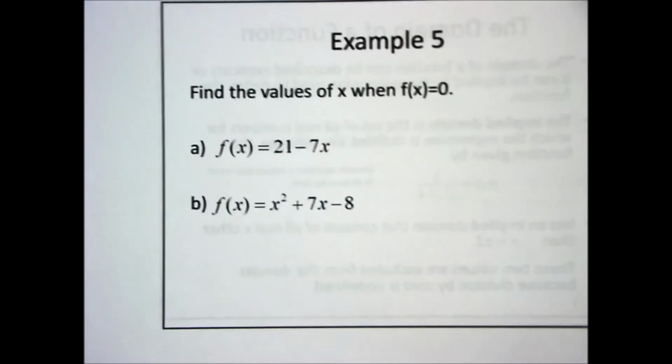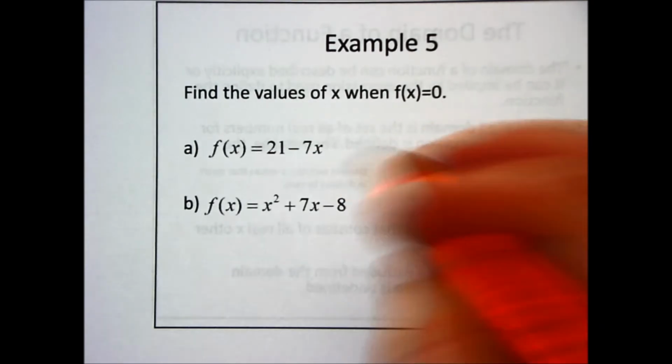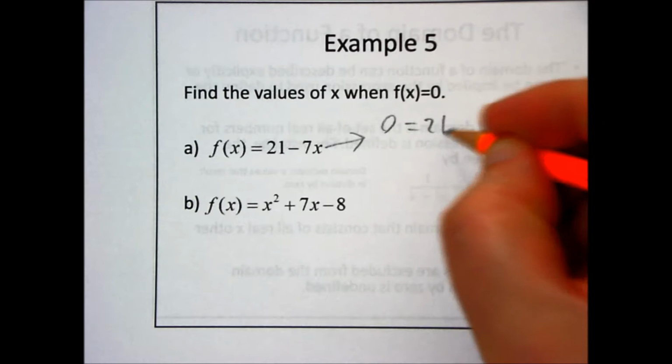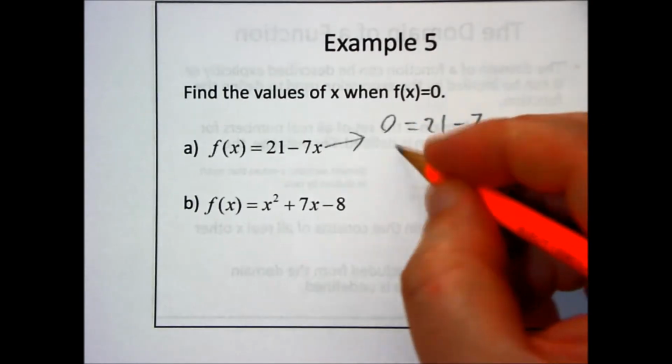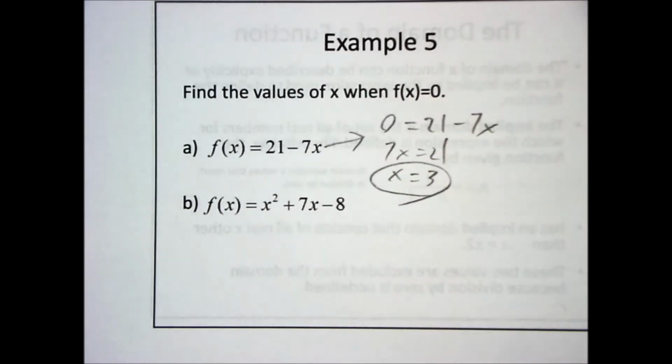What about when I reverse the idea? Instead of having f of 0 or f of 2, I want f of x to be 0. Yeah. You set it equal to 0 and you solve it. Exactly. So I have for this one, yep, 21 minus 7x equals 0. X is 3.